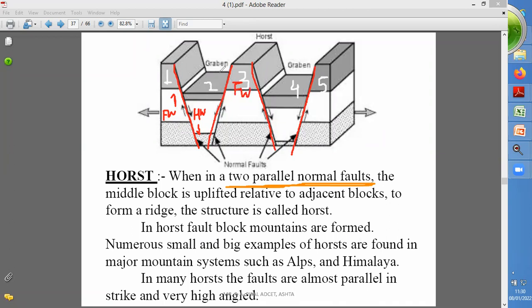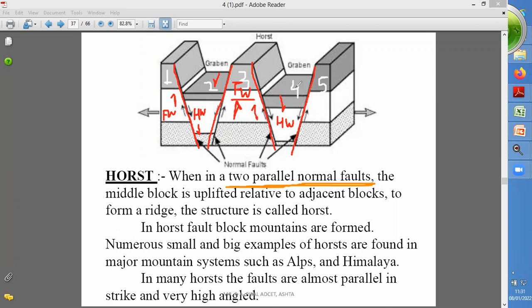Now here again the hanging wall moves in the downward direction, the footwall moves in the upward direction. That's why it is again a normal fault. Now consider third and fourth block. Consider fault plane number 3, which is in between the third and fourth block. The block which rests above the fault plane is again the hanging wall, and the block which rests below the fault plane is the footwall. So this hanging wall moves downward and this footwall moves again upward. That's why it is again a normal fault.